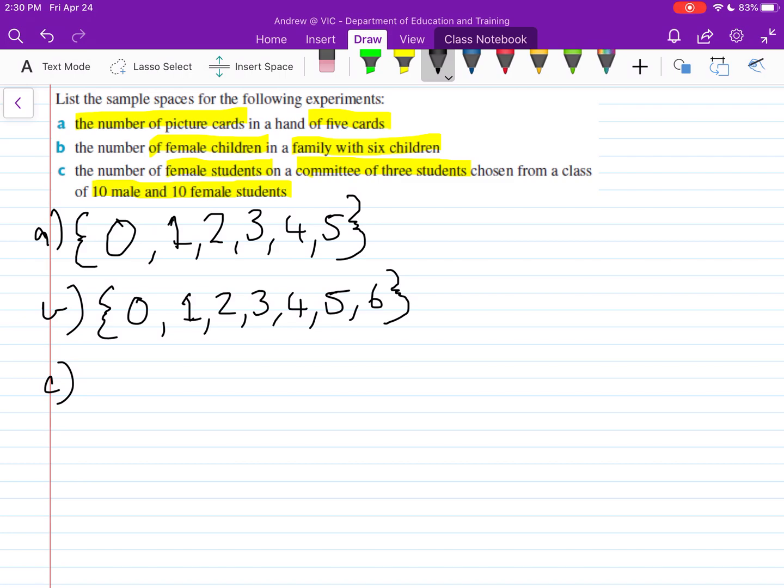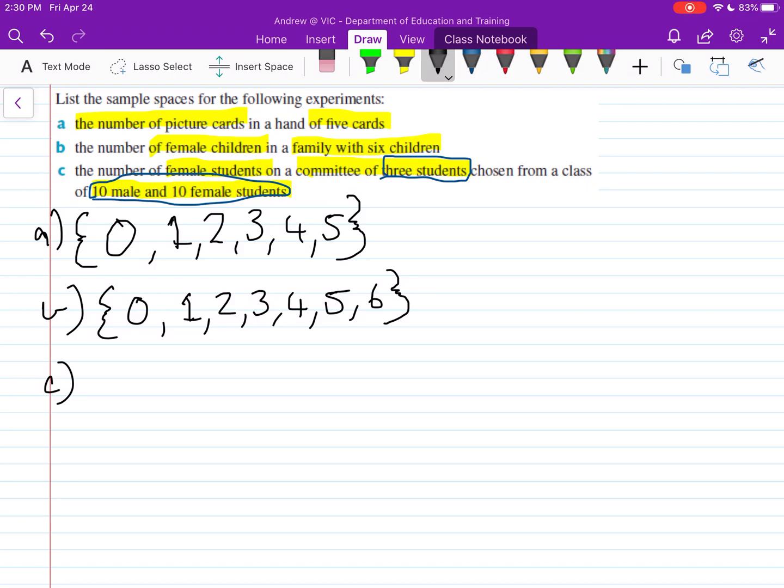Alright, and finally, number of female students on a committee of 3 students chosen from a class of 10 male and 10 female students. So they've added a bit of extra information in here that you don't really need, because we've got 10 male and 10 female students, but our committee is only of 3. So that means that we can only have a max of 3 male or 3 female students.